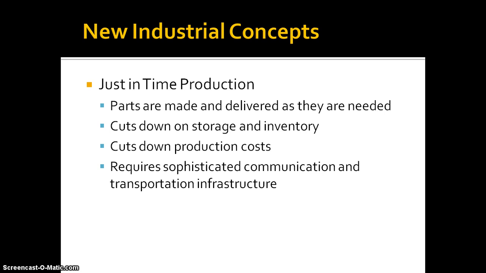needed. And so this is huge because it cuts down the amount of space that you need for things like storage and inventory. And it also cuts down on production costs because you don't have an overabundance of parts that need to be stored. You don't have to produce more parts than you need. The things that allow for this to happen are things like more sophisticated communication and transportation infrastructures.